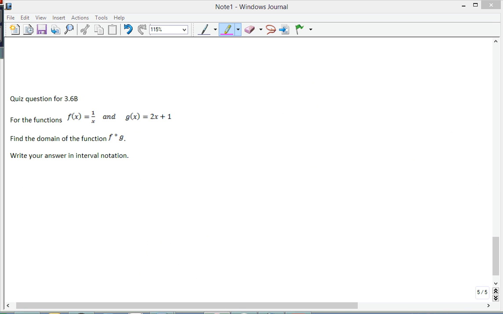Okay, so here's the quiz question. Here's two functions. f is 1 over x and g of x is 2x plus 1. Find the domain of f composed with g and write your answer in interval notation. So once again on the quiz, I don't want the function. Just write the domain in interval notation. Use INF for infinity.